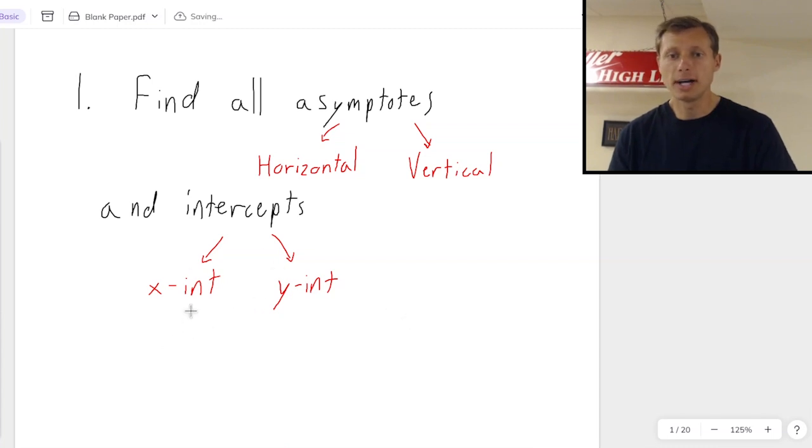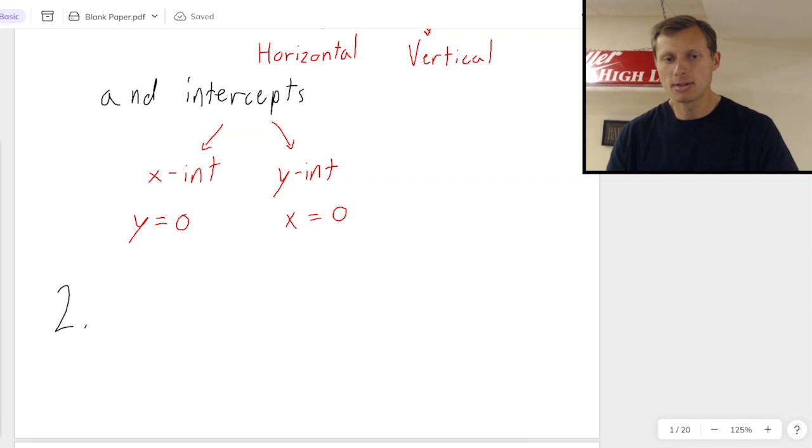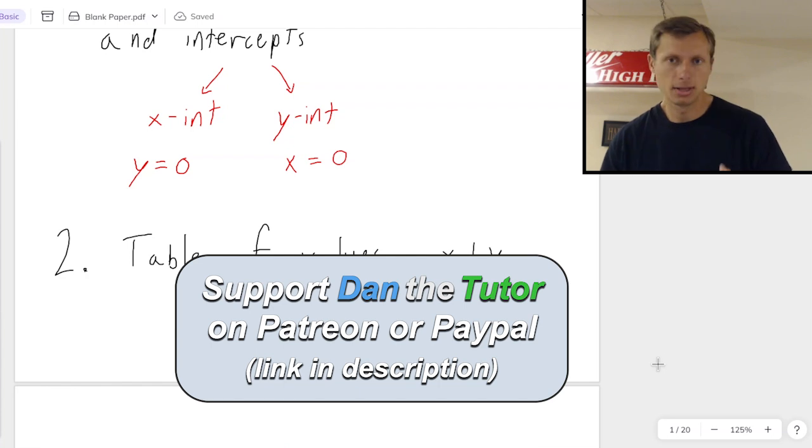These are easy to find because for the x-intercept, you're setting y equal to 0 and solving. And for the y-intercept, you're setting x equal to 0 and solving. So it is a little counterintuitive, but once you have these memorized, step 1 will be complete. And then after that, step 2, you want to make a table of values, preferably values around your vertical asymptotes. And again, I'll explain how to do all this later in the video.